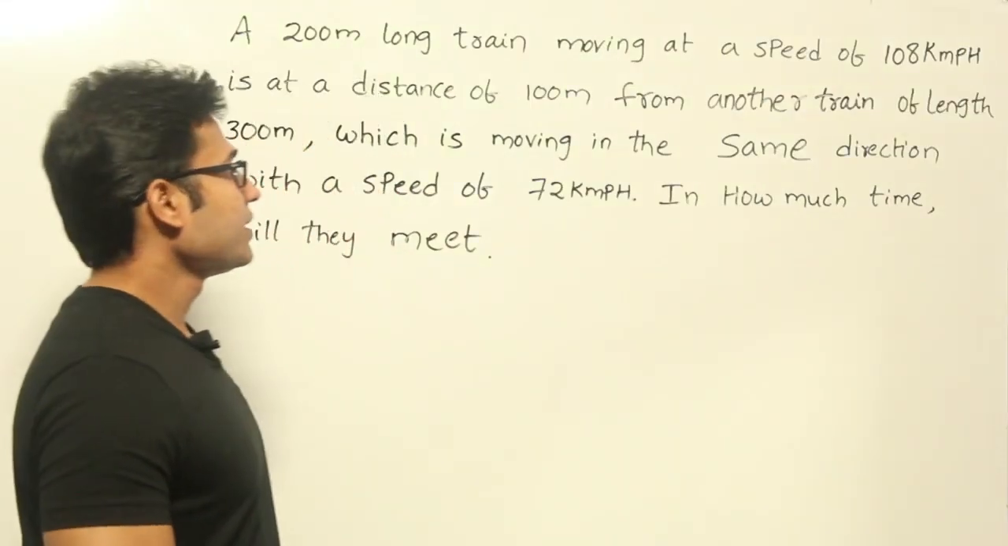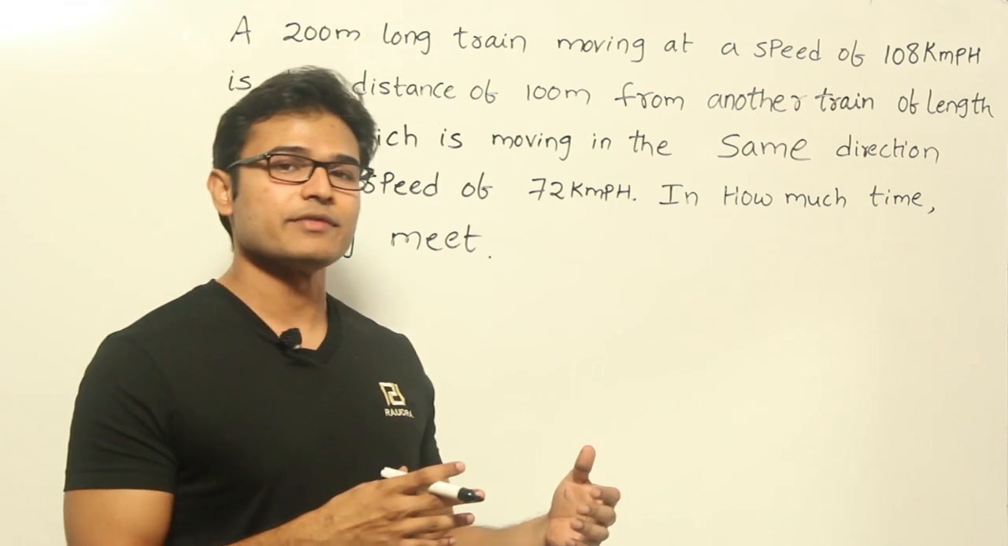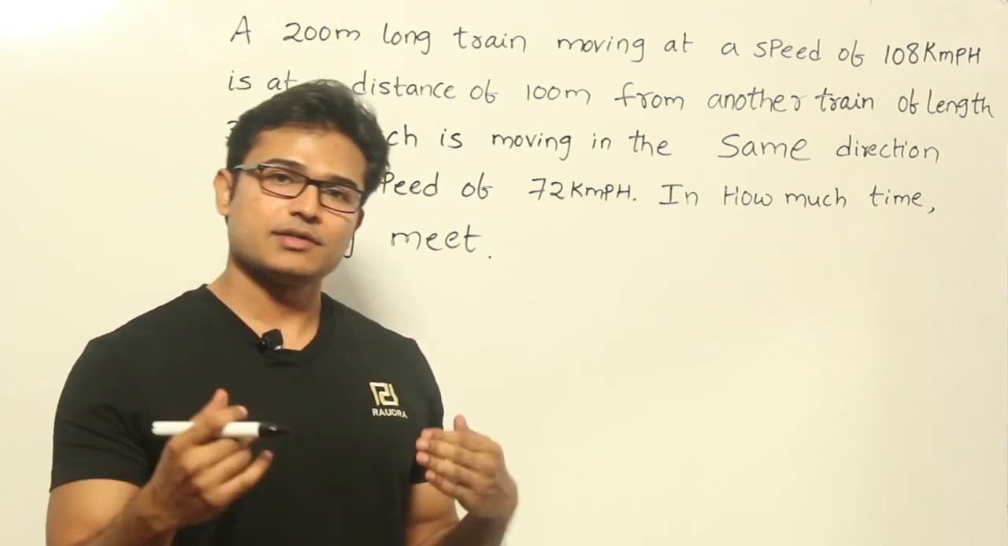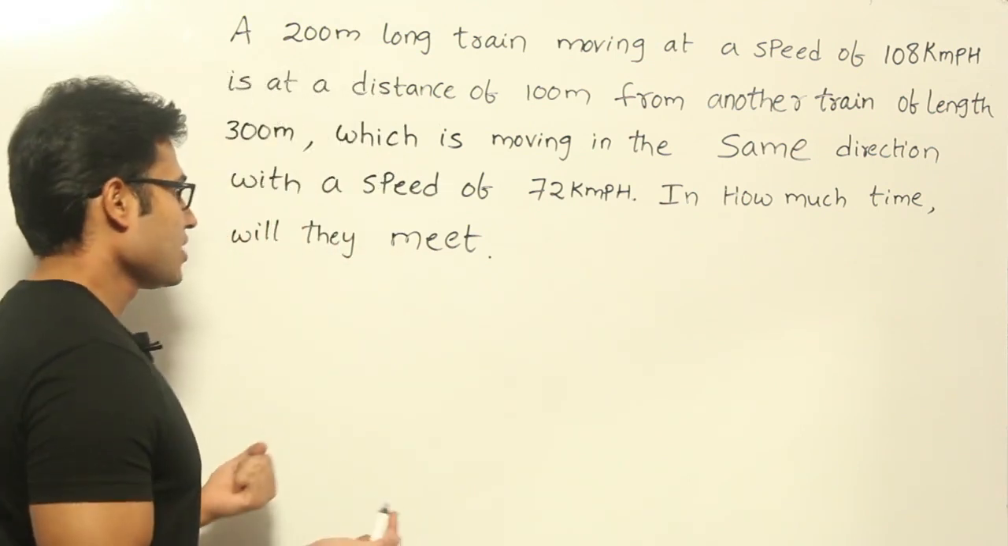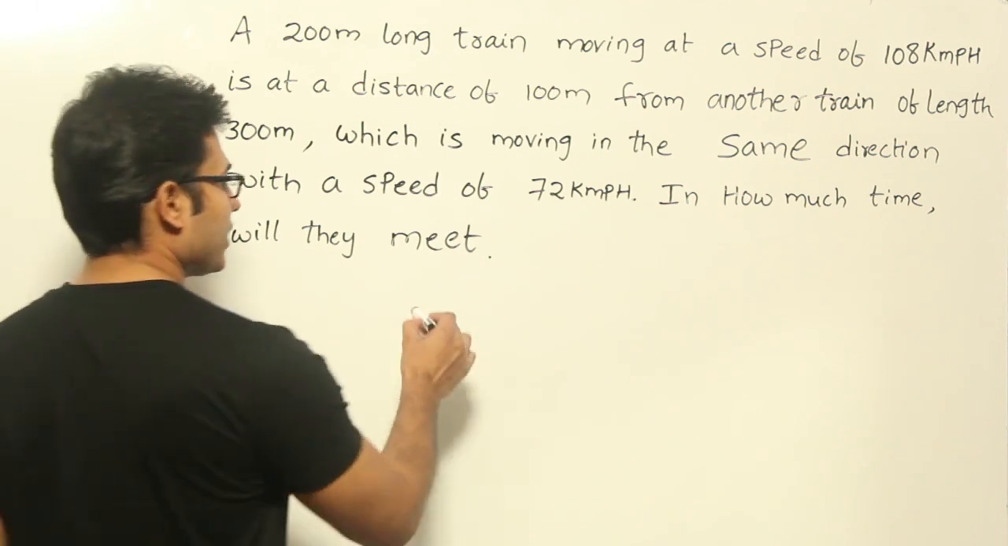Now let's revisit the same question. In the earlier question we have seen that the trains were moving in the opposite direction. Now we take the same question, but let's assume that the trains are moving in the same direction. In that case we want to answer how much time it will take for them to meet. So I'll just write down the diagram.